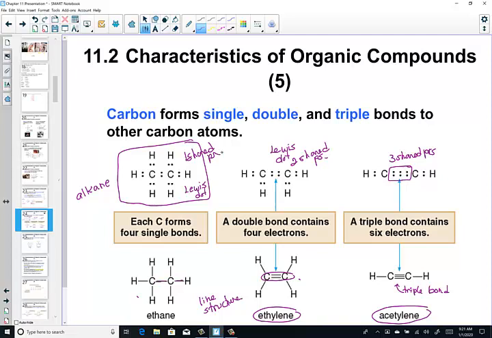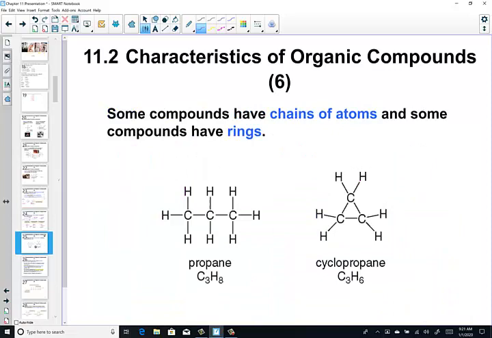We have emphasized that carbon requires 4 bonds. Each carbon atom has 4 bonds being all single, 2 single and a double, or 1 single and a triple. Some compounds have chains of atoms, while other compounds have rings of atoms. If we see a 3-carbon structure, notice I can number those carbons, carbon 1, 2, 3, such as a molecule of propane. This again falls into a functional group of a family called an alkane. Alkanes contain all single bonds.